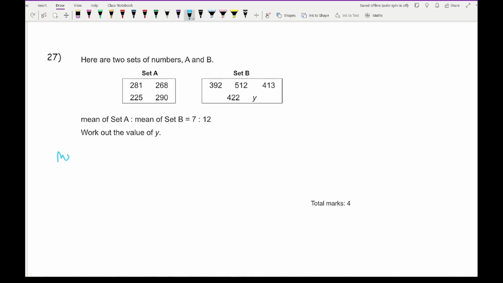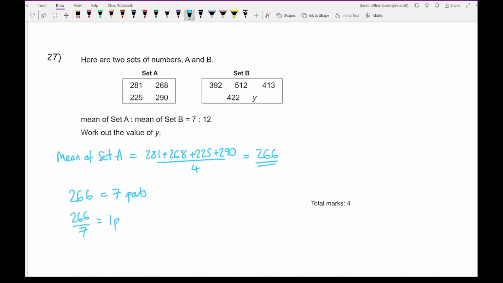So what we want to do here is work out the mean of set A. So what I've got to do is add those numbers up and divide by how many numbers there are. So 281 plus 268 plus 225 plus 290, all divided by 4, and that gives me an answer of 266. Then if I work out that equals 7 parts, so 266 equals 7 parts, so then 266 divided by 7 equals 1 part. So then 12 parts is going to be 12 times 266 over 7.